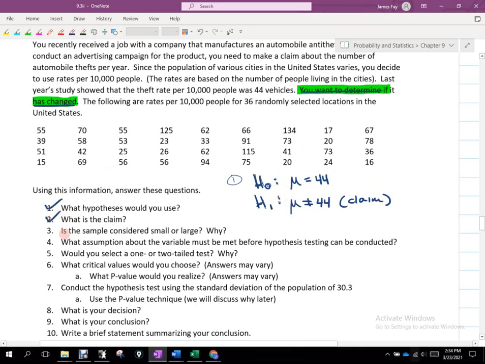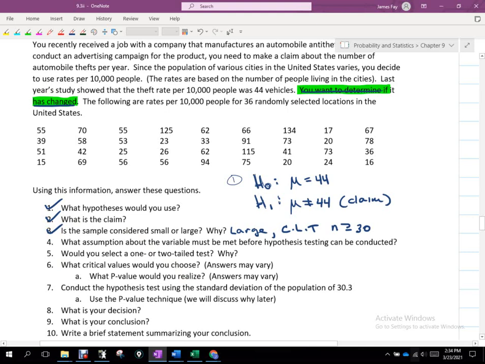That's step 1. Step 2. It says, is the sample considered small or large? The sample is the cities that we're looking at here. It says we have 36 cities. In statistics, with central limit theorem in mind, is that considered a small or large sample? That is considered large. The central limit theorem says that if you're above 30, then that's considered large, which then guarantees normality, which is what we want.